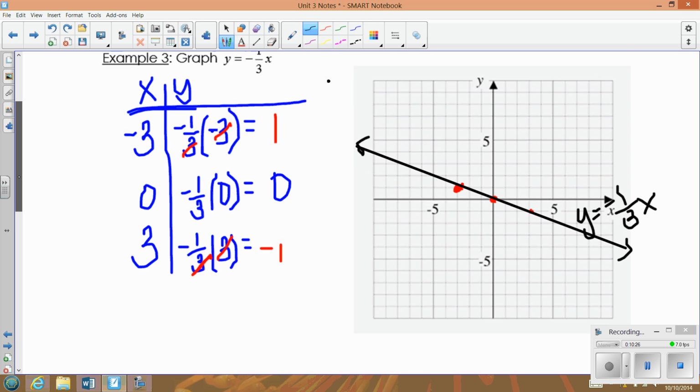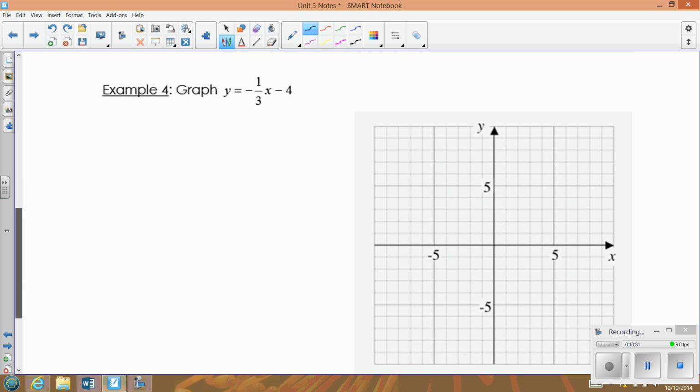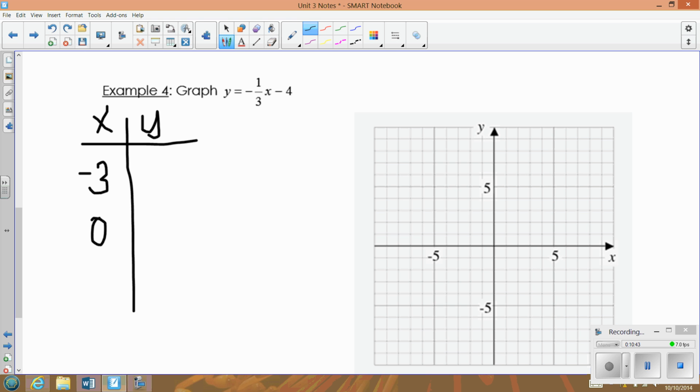Okay, so let's look at one other example of this. And that is a similar equation. The only difference is I have a -4 at the end. So we're going to start it off the same way, and I'm going to choose x values again so that I have those multiples of 3 so that fraction will cancel out. So I could also use 6 would be a good one to plug in, 9, -6, -9, any multiples of 3 so that those are going to cancel. We don't really need to plug in that many points, so that's why I'm just choosing -3, 0, and 3.